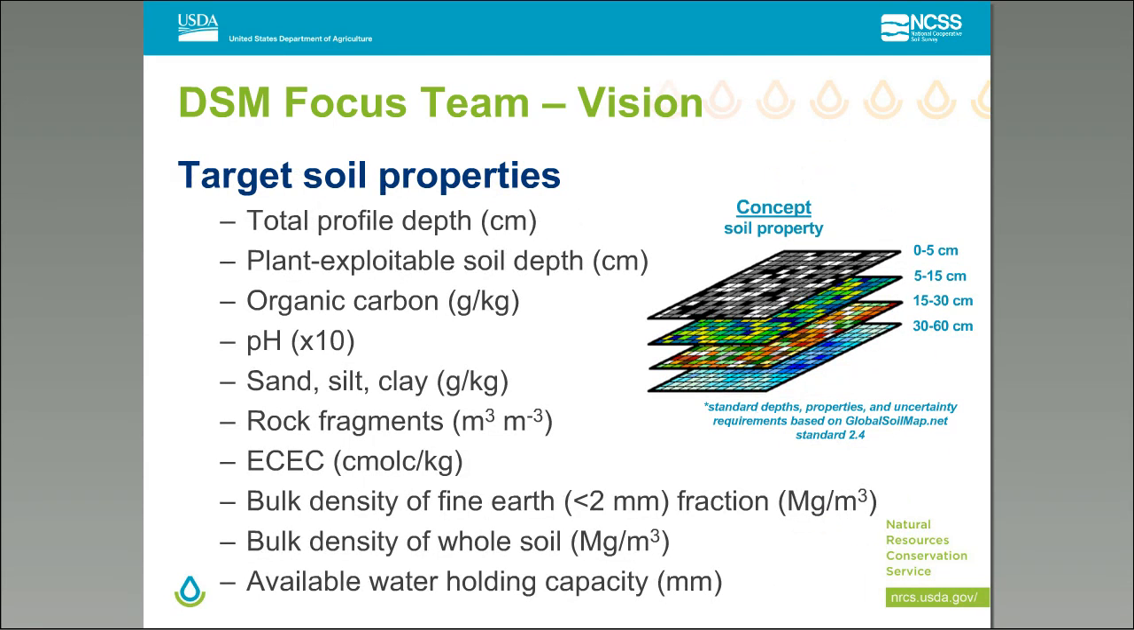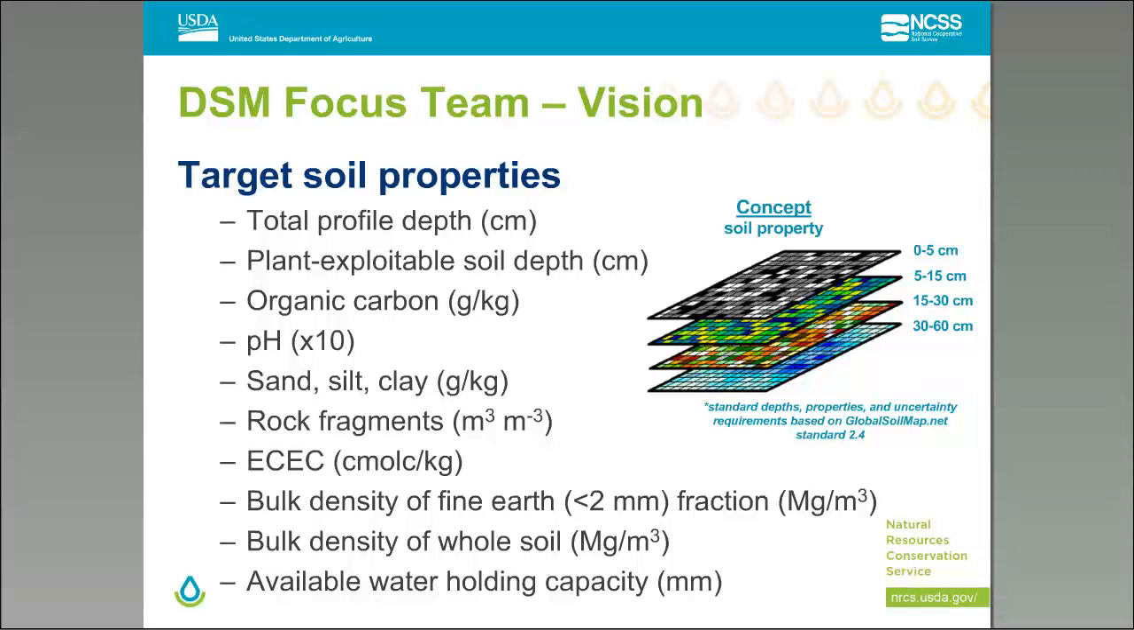Specific to those properties, ideally, over time, we could have any number of soil properties that we provide to the end user. But we're starting with what I consider a sort of minimum data set of these 12 soil properties. It includes the total soil thickness, which would essentially be your depth to bedrock. The plane of exploitable soil depth is more your depth to root limiting layer, so the depth to a fragipan or depth to a cemented layer.